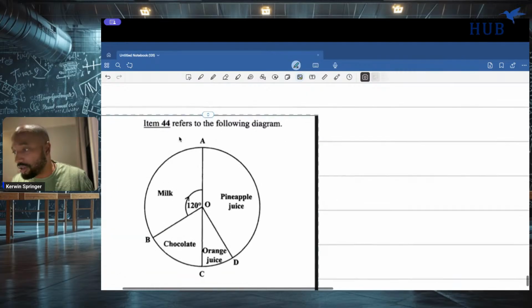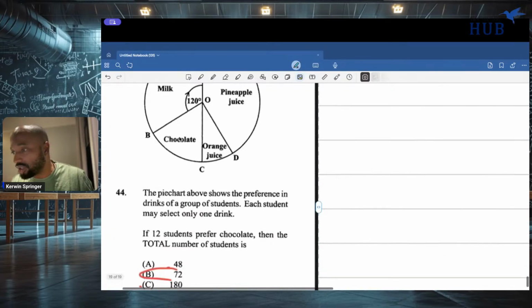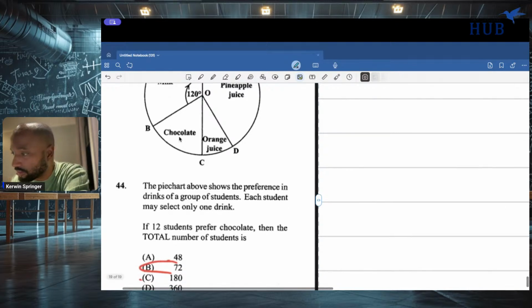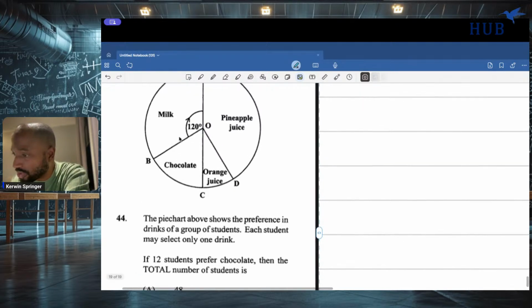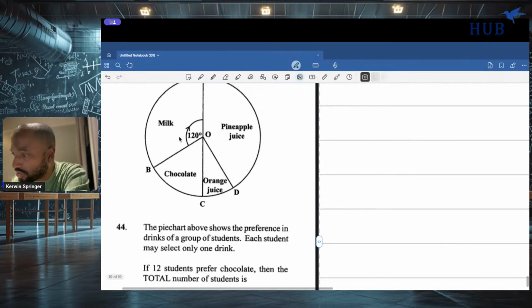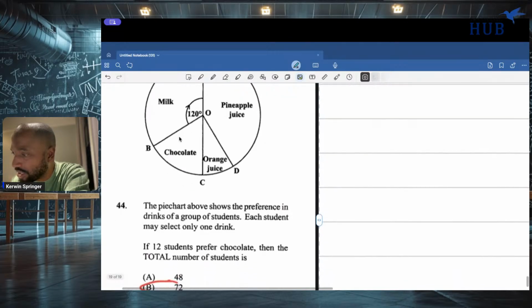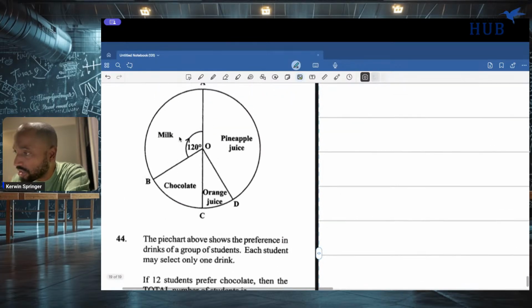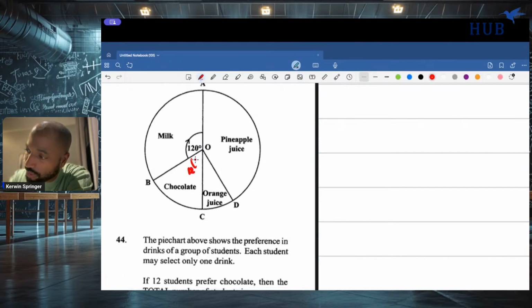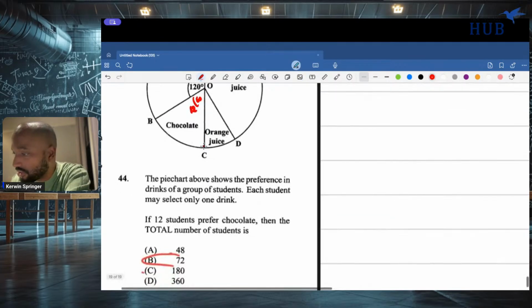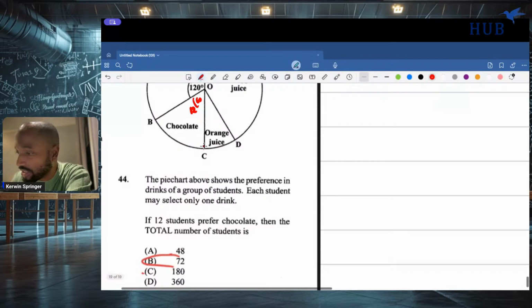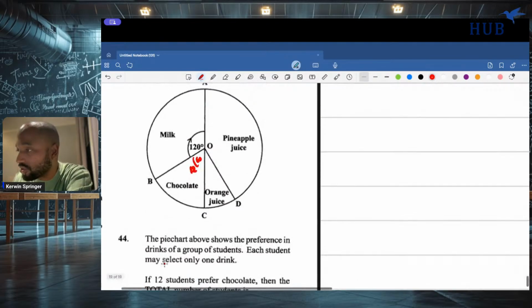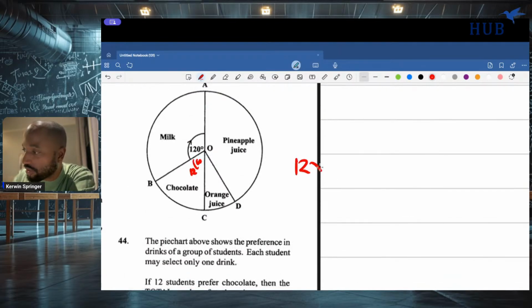The pie chart above shows the preference in drinks of a group of students. It came in 2023. Each student may select only one drink. I did this yesterday. 12 students prefer chocolate. So this really means 12 represents 60 degrees. Total number of students is correct, that's 72. Whoever put that in, that's correct. So you need to just say 12 times 6, that's 72.